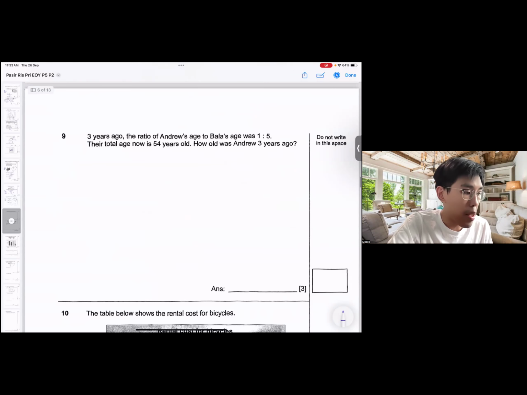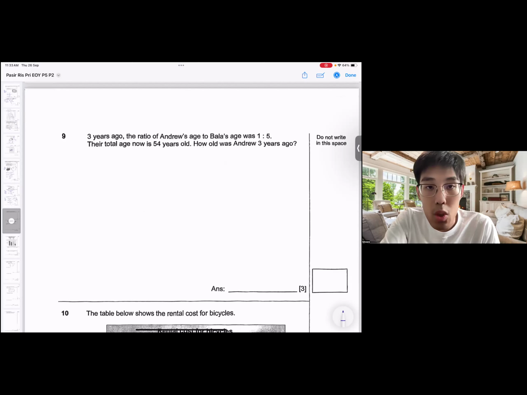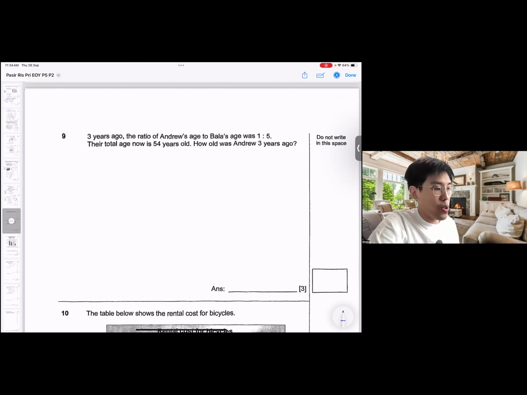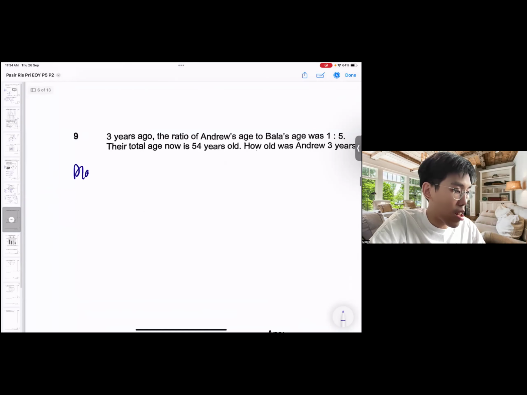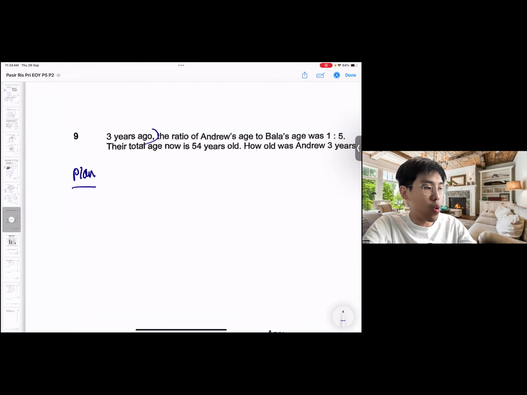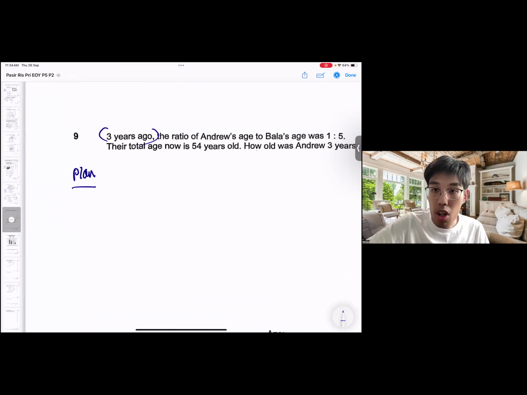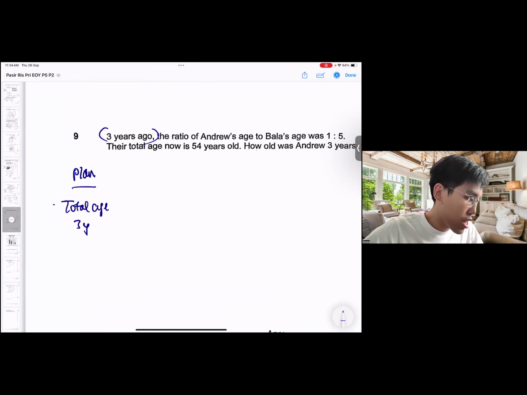Let's move on. Question 9. 3 years ago, Andrew's age to Bala's age ratio was 1:5. The total age now is 54. How old was Andrew 3 years ago? Okay, so this one, once again, we have a plan. This one is on ratio. So when they say 3 years ago, their age now is 54. So 3 years ago, both of them will decrease by 3 years. Okay, so you need to understand their total age 3 years ago. Then we can go and find Andrew 3 years ago already.